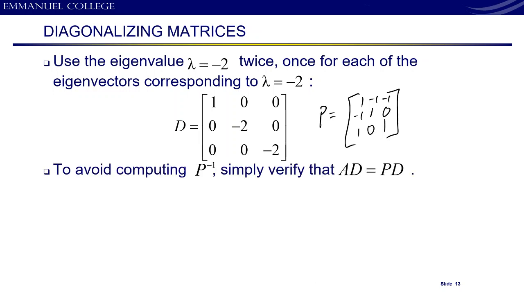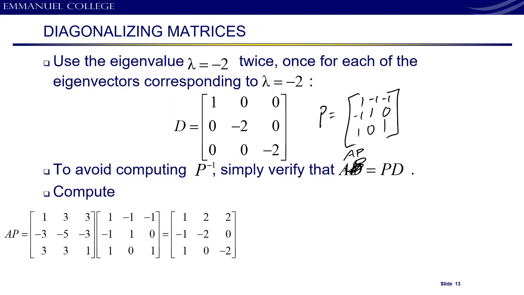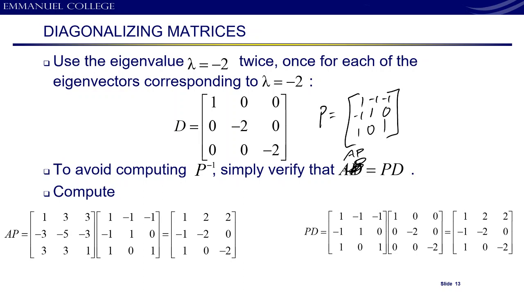And then if you just needed to verify that they were similar, you would just multiply A P, because that's the definition, equals PD. And you would find out, yes, they do turn out to be the same thing.